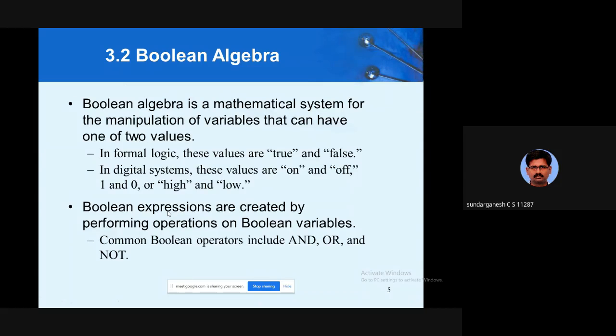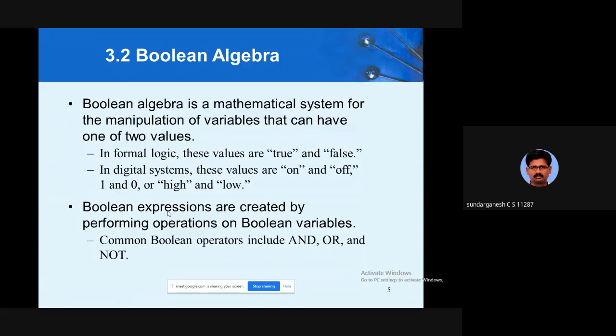So in Boolean logic, you can either say on, off, or 1, 0, or high, low. These Boolean expressions are created by using Boolean variables. Some operations have to be done on the Boolean variables so that we get the Boolean expressions. The common Boolean operators are AND, OR, NOT. There are some other Boolean operators such as NAND, NOR, XOR and XNOR, which we will see later.